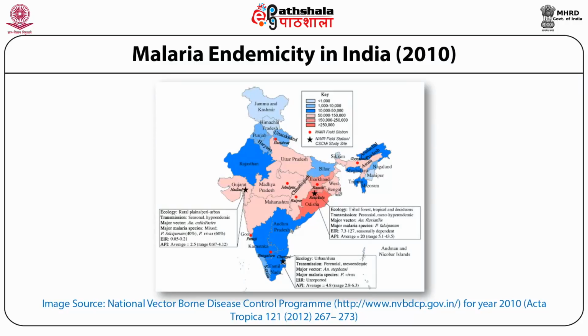The malaria endemicity in India has been shown in this picture, and if we see the picture, malaria is spread out across the Indian subcontinent. The major malaria cases are reported from Assam, Jharkhand, Odisha and Rourkela. The major vectors of malaria are Anopheles culicifacies, Anopheles stephensi and Anopheles fluviatilis. The malaria species widespread in India are Plasmodium falciparum and Plasmodium vivax.